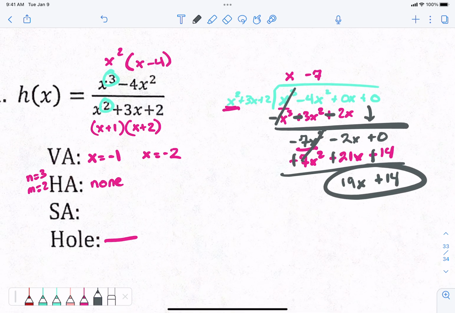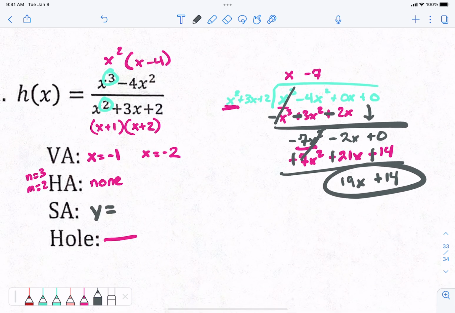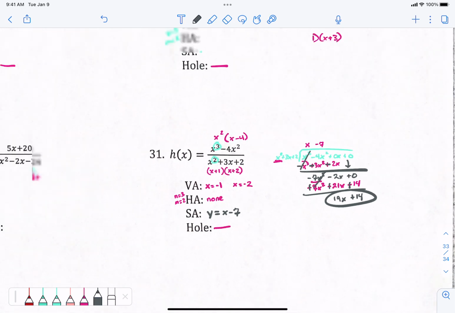The slant asymptote will be y equals x minus 7, because it's a line, right? So that would be down at 7, up 1 over 1, right? That's what your slanted line would look like, yeah? Yeah. Okay, perfect. Not too bad.